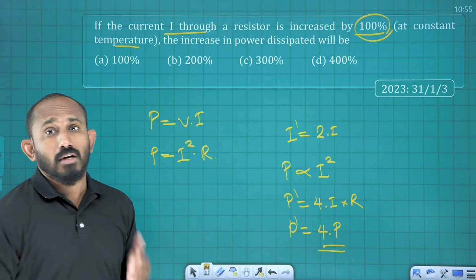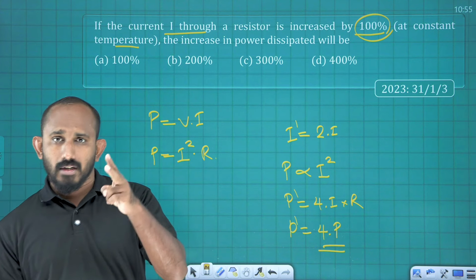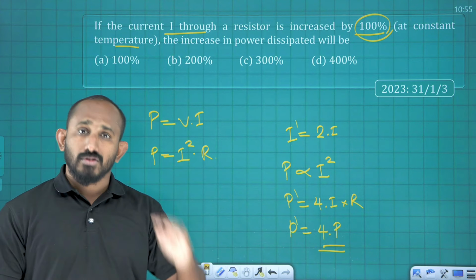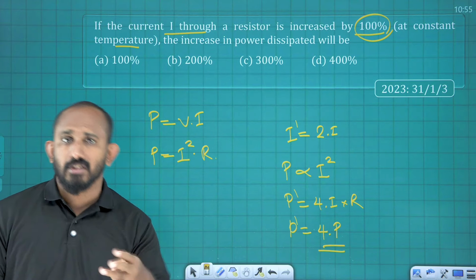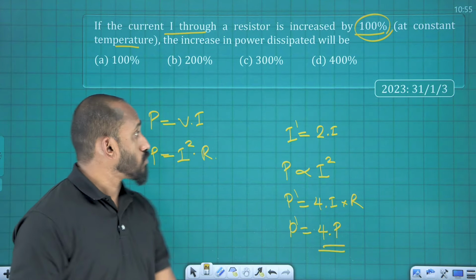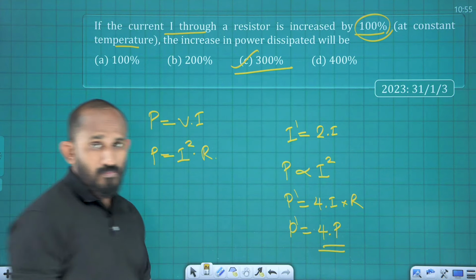To become 4 times, how much increase should there be? If 100% increase, it is doubled. If 200% increase, it is tripled. If 300% increase, it becomes 4 times. So the answer is C, 300%.